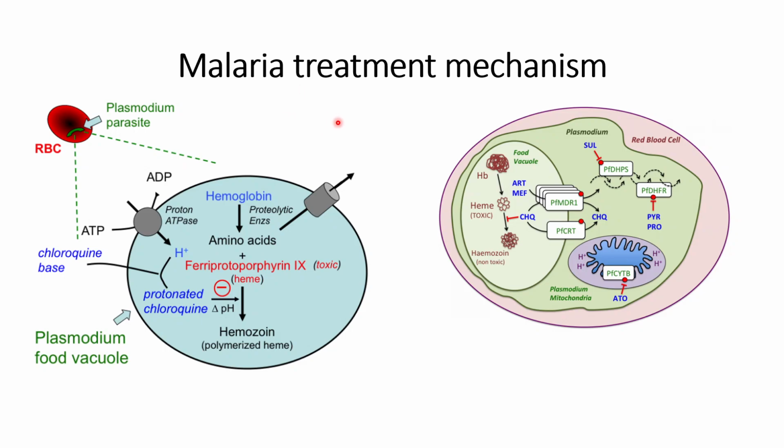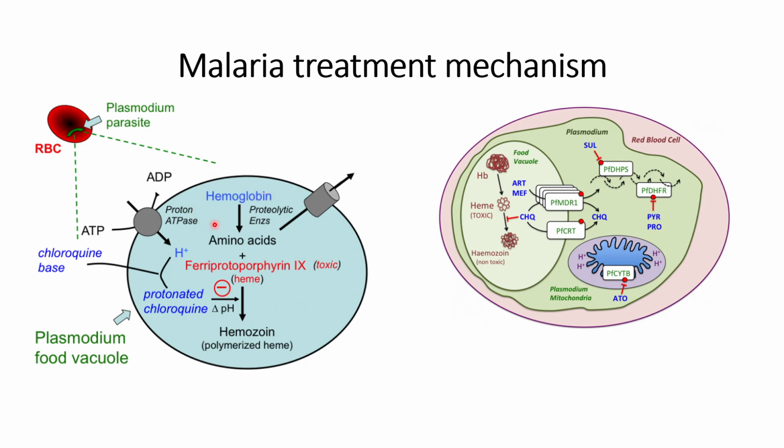In this video, we will discuss one of the malaria treatment mechanisms. So, first we will discuss how the parasite that is responsible for malaria works. This Plasmodium parasite does not have the capacity to produce its own amino acids. So, from where does it acquire the amino acids that are required for its energy or its function?